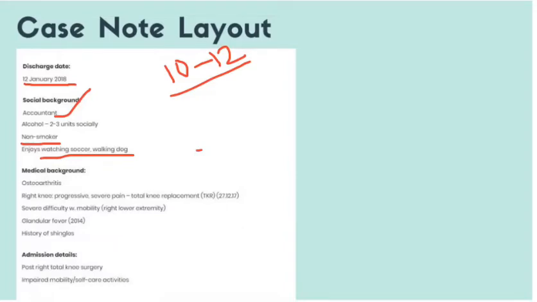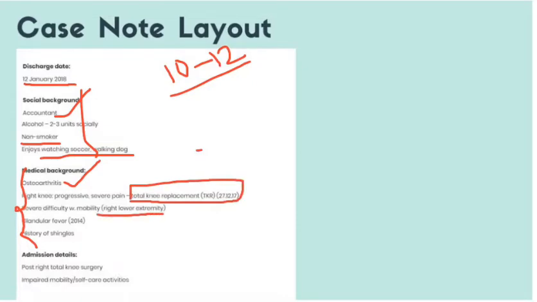These are the social background, and almost all letters contain a critical medical background, which is very important. So the patient is suffering from osteoarthritis. Look, the patient has undergone a total knee replacement, and his mobility has some issues. He had fever, and he has a history of shingles. So this is the medical background, the medical history of the patient.